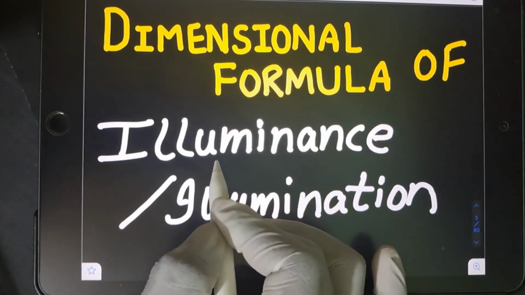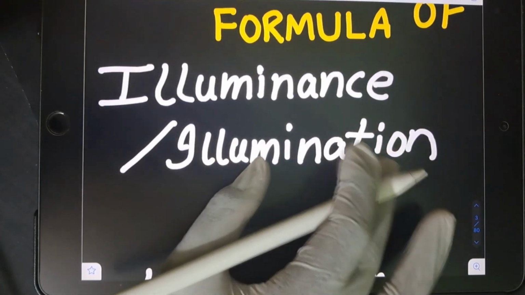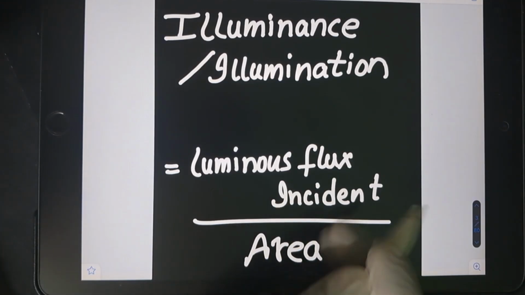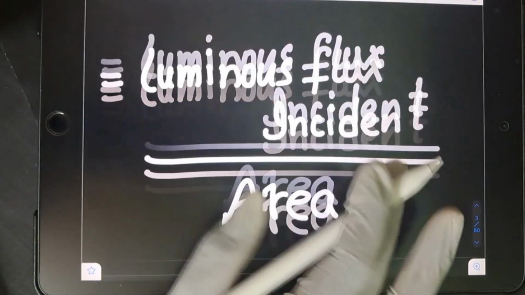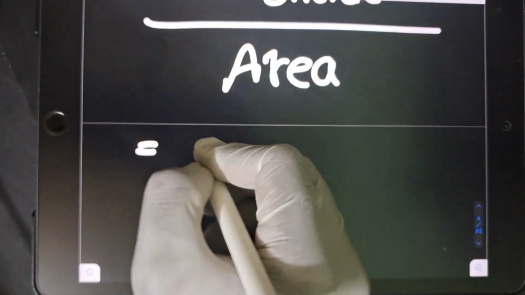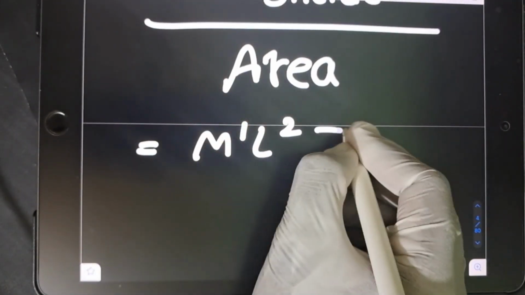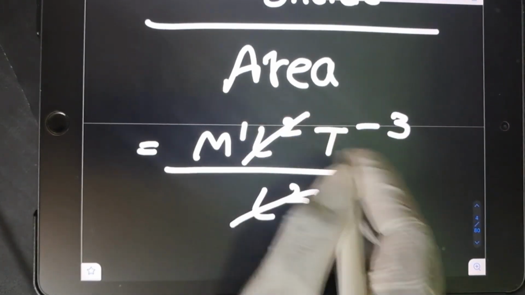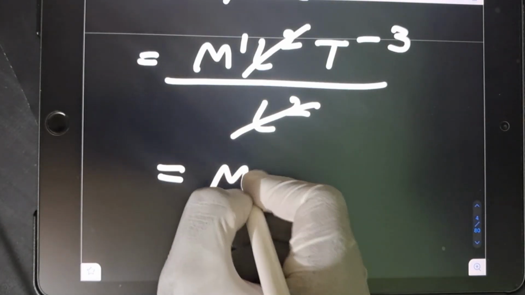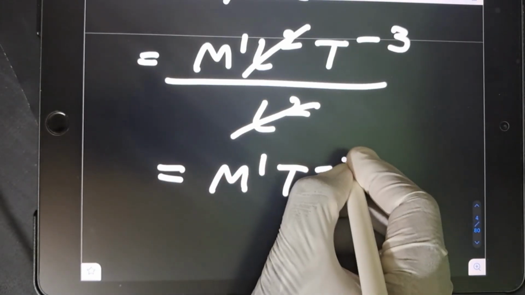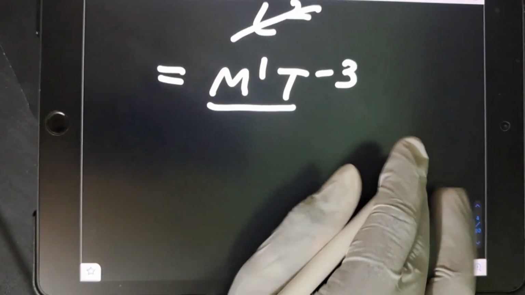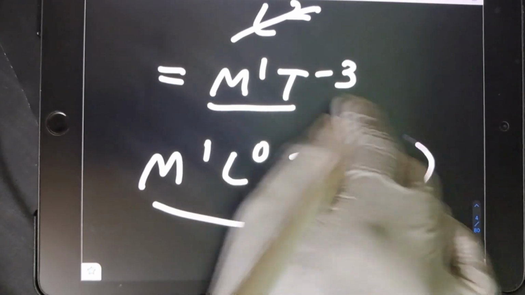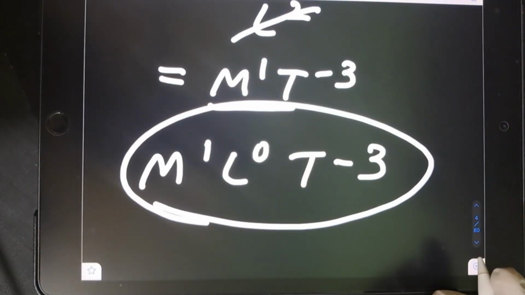To find the dimensional formula of illuminance or illumination, the formula is luminous flux incident by area. Luminous flux dimensional formula is M power 1, L power 2, T power minus 3, and area is length into breadth, so it is L square. On cancellation of length, we get M power 1, L power 0, T power minus 3. Here M power 1, L power 0, T power minus 3 is the dimensional formula of illuminance.